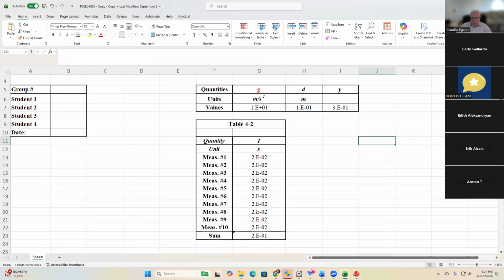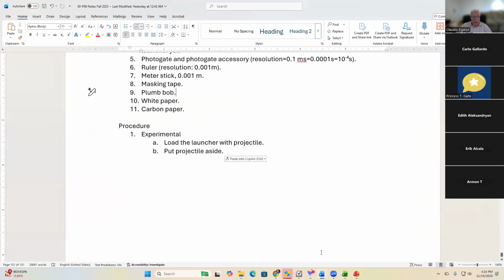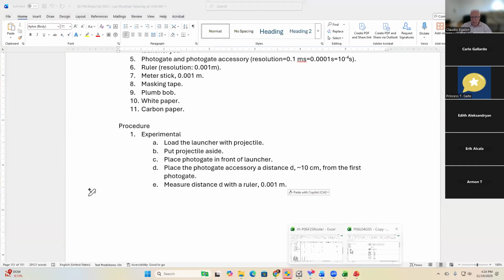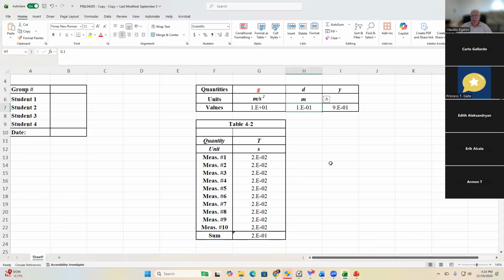But how? Let's go to the other one here. Put the photogate aside, put the projectile aside, place the photogate in front of the launcher. Okay. Place the photogate accessory. The distance that we usually use between the photogates is 10 centimeters. Measure the distance D with a ruler. So the distance D that you saw here in the spreadsheet is going to be around 10 centimeters.